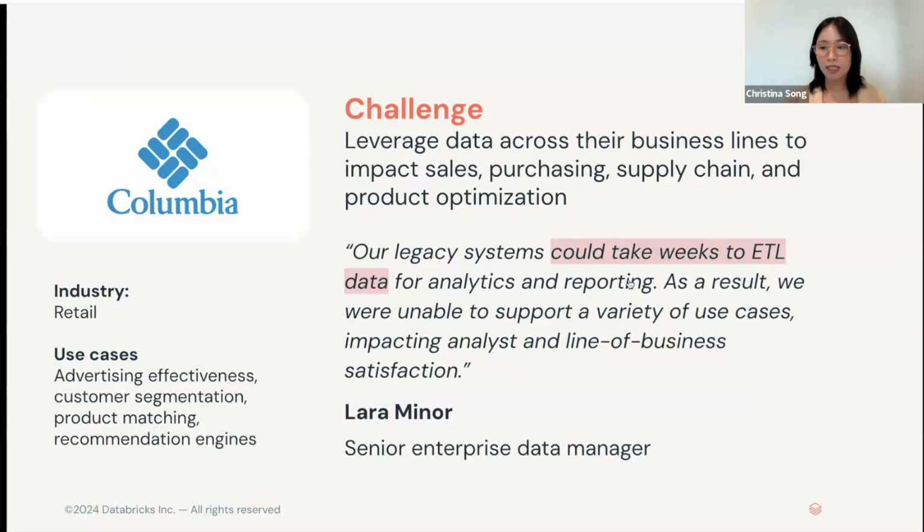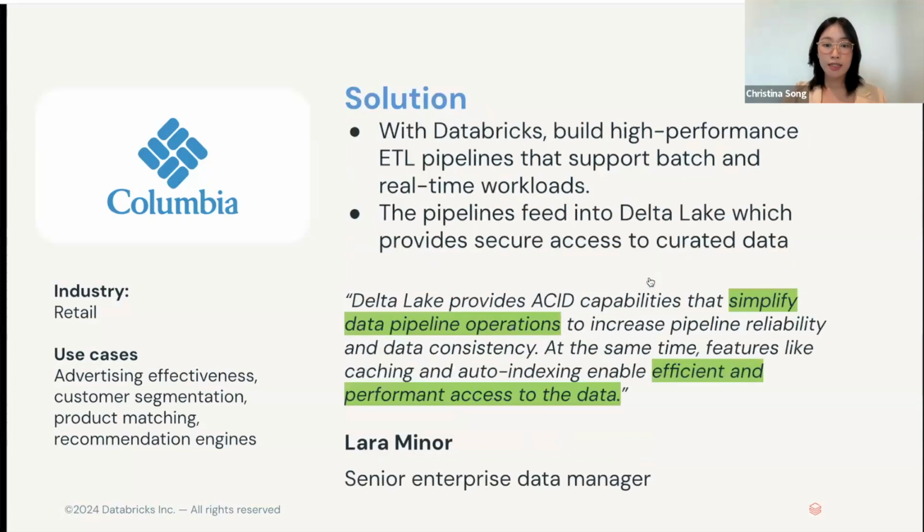They probably wanted to use data across all their lines of business. But they saw that their legacy system was taking weeks to ETL data. So as you can imagine, this was an extremely strong headwind towards them becoming a data and AI company because this hinders them from quickly extracting value from data. So with Databricks and Delta Lake, Columbia Sportswear were able to build a super high performance ETL pipeline where they saw that Delta's ACID capabilities significantly simplify their operations. And they also saw that it was significantly more performant access to their data.